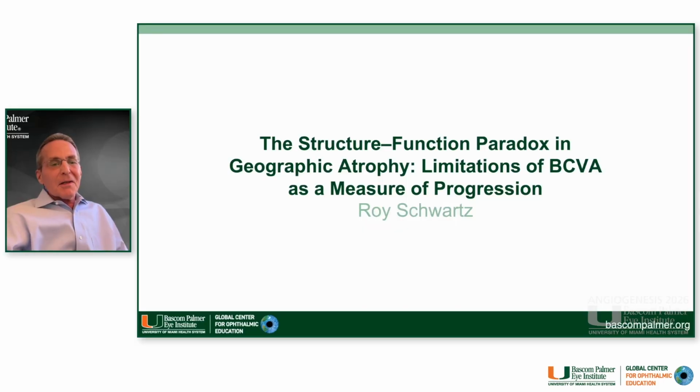Okay, Roy Schwartz is going to talk on the structure-function paradox in geographic atrophy, limitations in best corrected visual acuity as a measure of progression. Take it away, Roy.